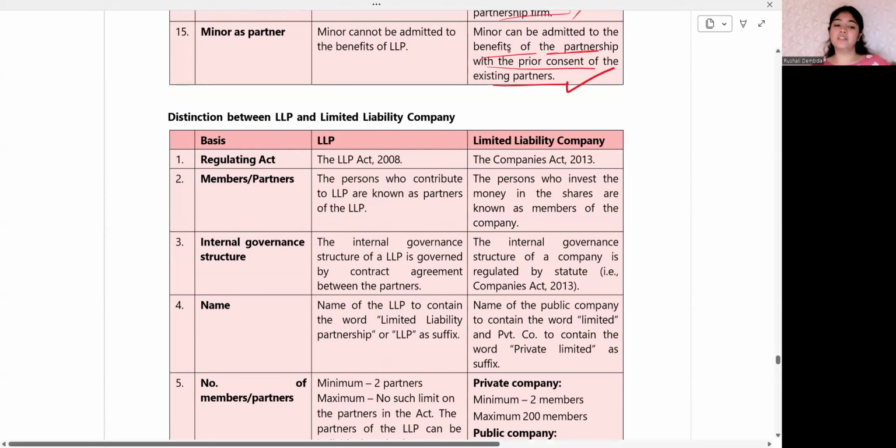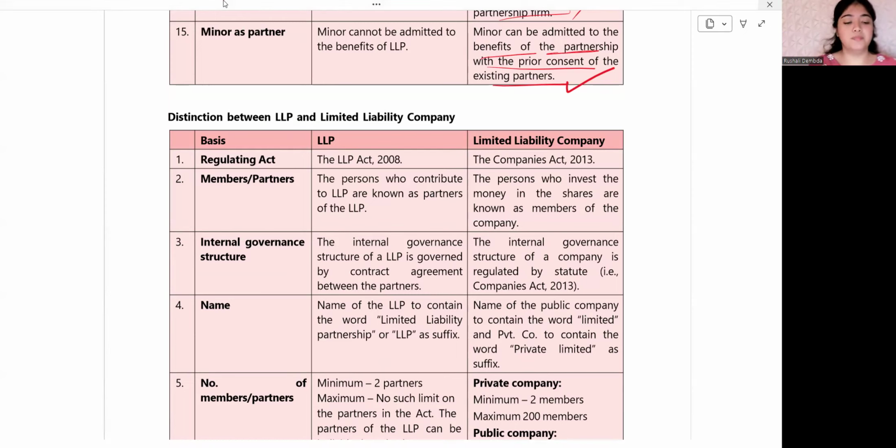Is LLP versus partnership clear to you people? Yes, ma'am.